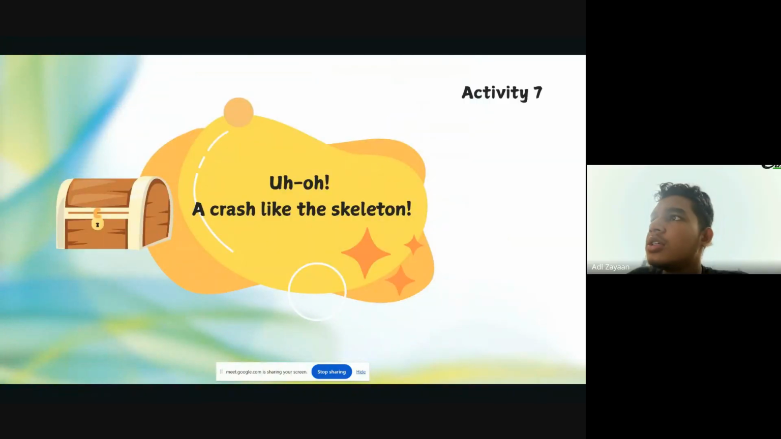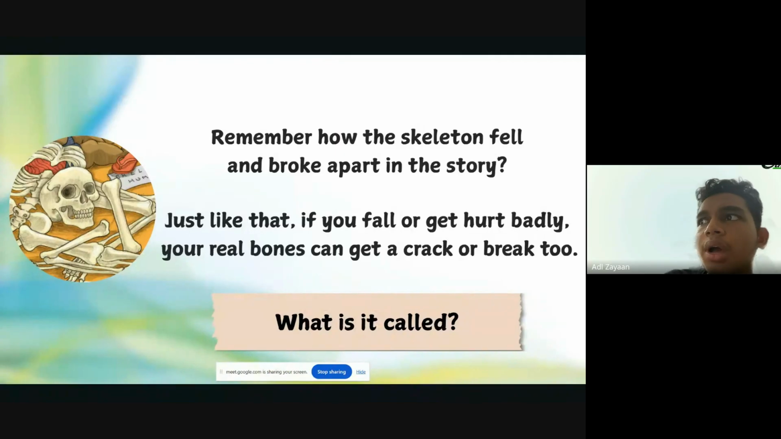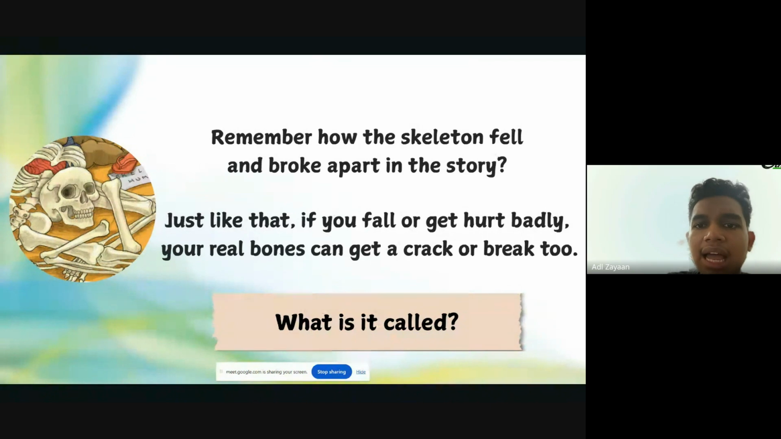Okay. So this is the next activity. A crash like the skeleton. Remember how the skeleton fell and broke apart in the story? Everyone remembers the story, right? Just like that, if you fall or get hurt badly, your real bones can get a crack or break too. What is this called?